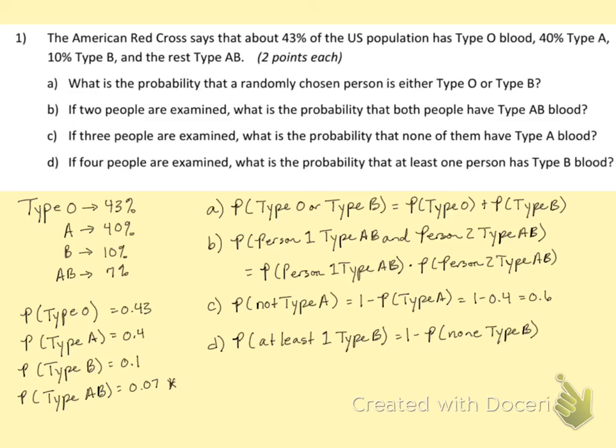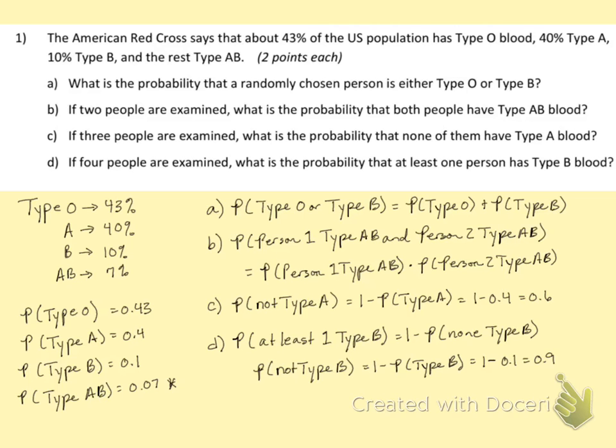Sorry, I had to pause for a second. So we're looking for the probability that no one has type B blood. So before we come to this, let's figure out the probability that a randomly chosen person is not type B. So this is going to follow what we did in part C, where this is the complement that somebody is type B. And type B is 10%, so this is the complement of 10%, which means that you have a 90% chance of being not type B.